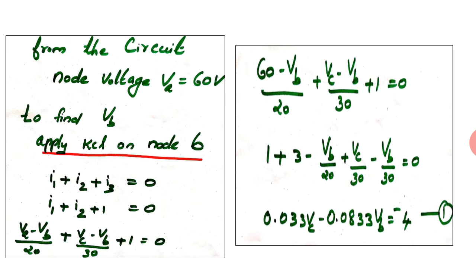So it is I1 plus I2 plus I3 equal to 0. Then we write the equation by substituting the expressions for I1, I2 and I3, and we obtain the equation 0.033 VC minus 0.0833 VB equal to minus 4.